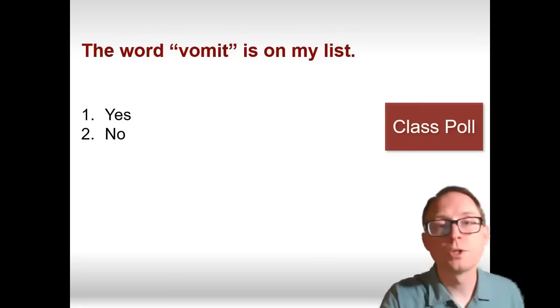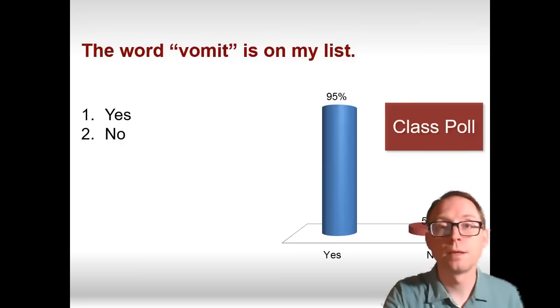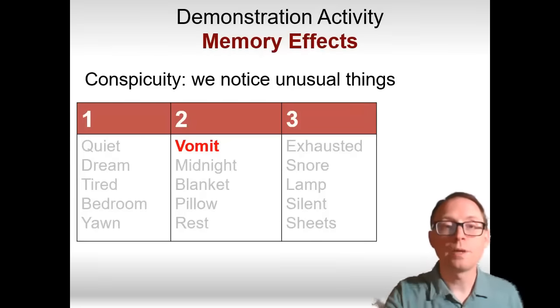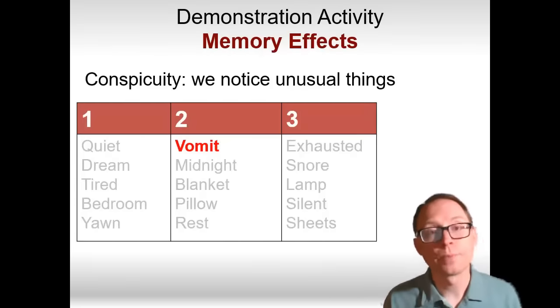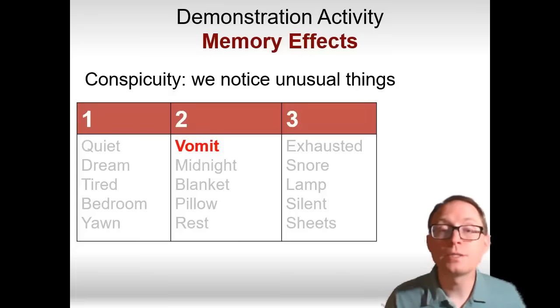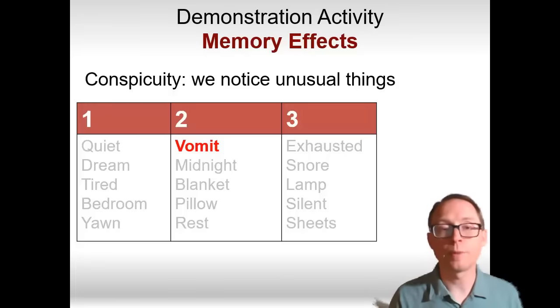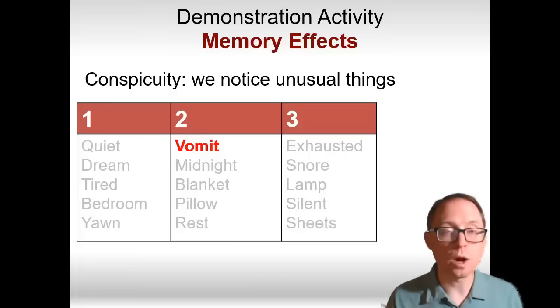Is the word vomit on your list? 95% of the people remember the word vomit when we do this normally. Why? Because of conspicuity. It's conspicuous because it is different. We tend to notice unusual things because they're conspicuous. In this case, vomit was the word that was very, very different from the other words that were all related to sleep. Our memory is not a videotape and it is not a photograph. We use all sorts of different cues to remember things, and it's limited by the quantity, as well as the capacity that we might have for remembering specific things.